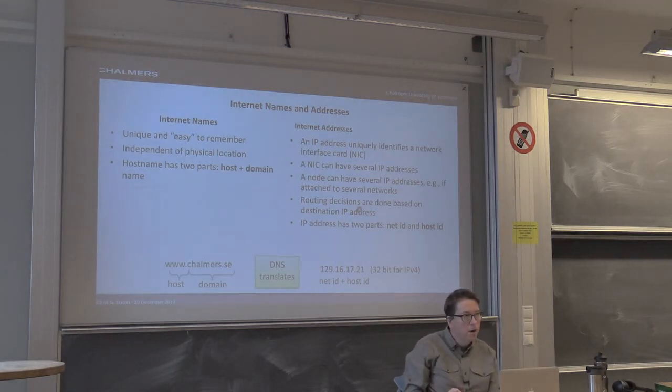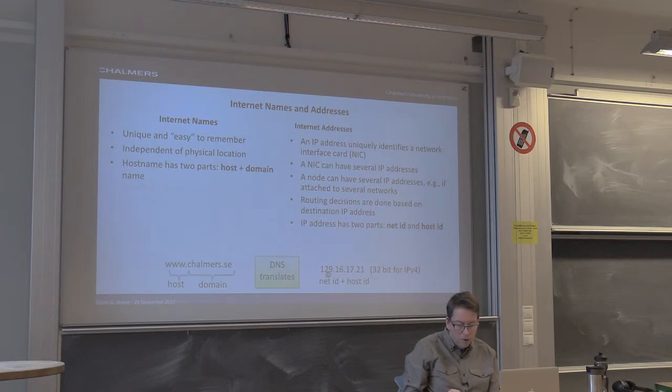Routing, that is to find the path through the network, is based on the destination IP address, obviously. And the IP address has two main parts, a net ID and a host ID. If we remember, a typical IP address is 32 bits for IP version 4. There is also an IP version 6, which I believe has 128 bits, if I remember correctly. But anyways, let's go for IP version 4.